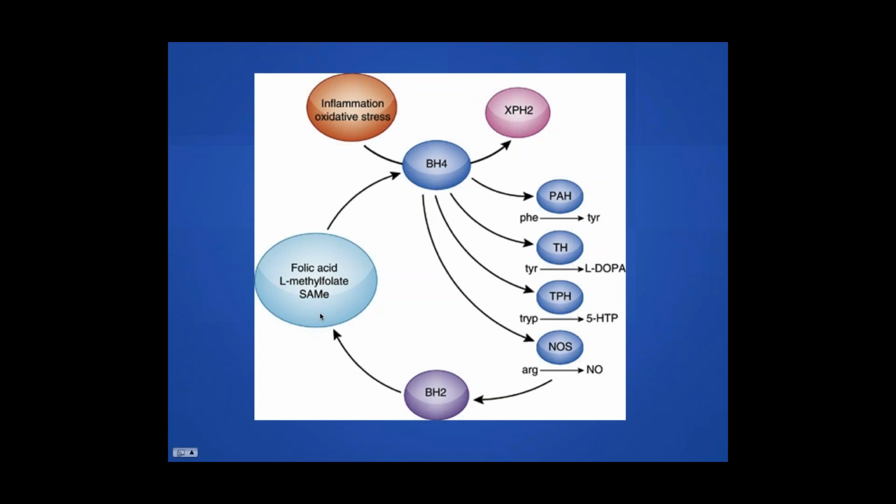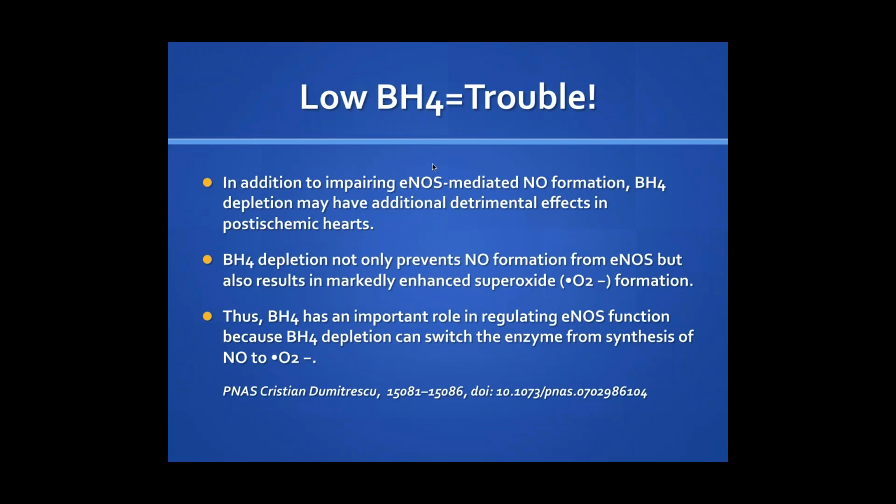And it's all involving folic acid, L-methylfolate, and SAMe. And we know that SAMe is our major methyl donor. It's what we're trying to make through the methylation pathway. We have to have SAMe in order to make BH4. So you can see how this is all tying in together with where we've gone before in the methylation pathway. So low BH4 then equals trouble.